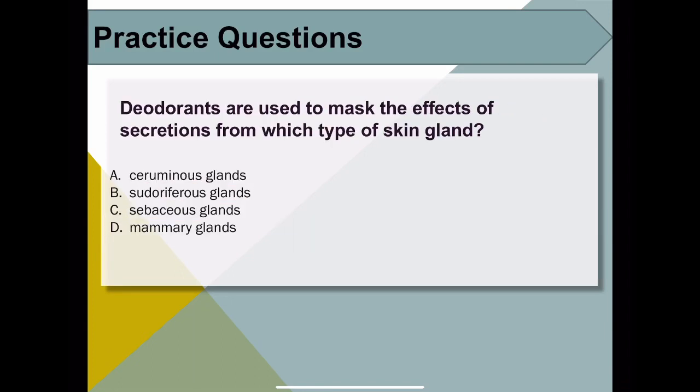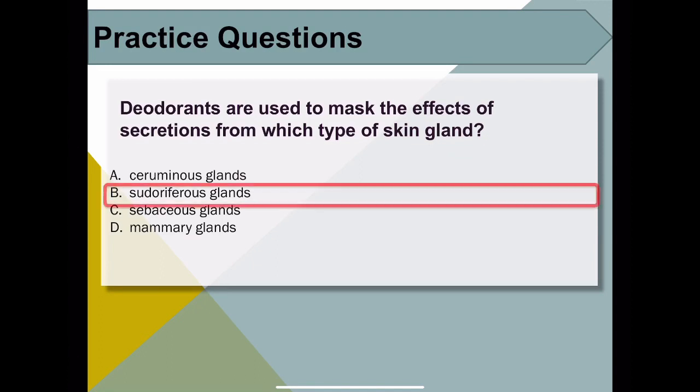Deodorants are used to mask the effects of secretion from which type of skin gland? So deodorants are blocking sweat, which has to do with sudoriferous glands. Ceruminous glands are those that reside in your ear canal. Sebaceous glands are oil glands. Mammary glands are in the breast area for production of milk.